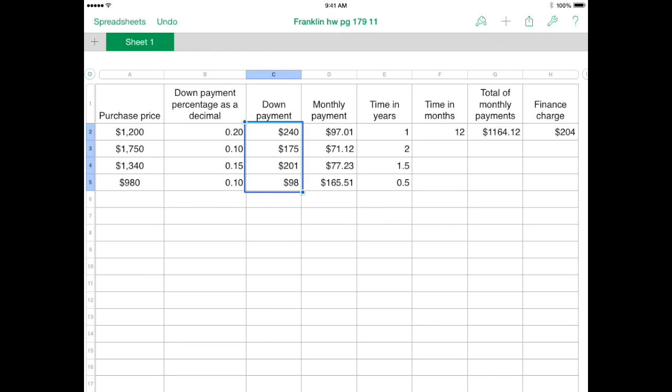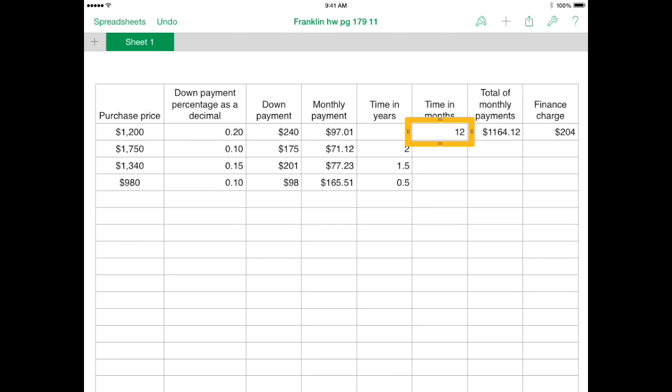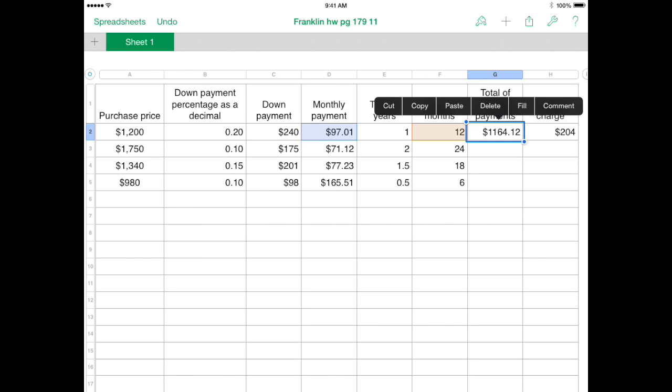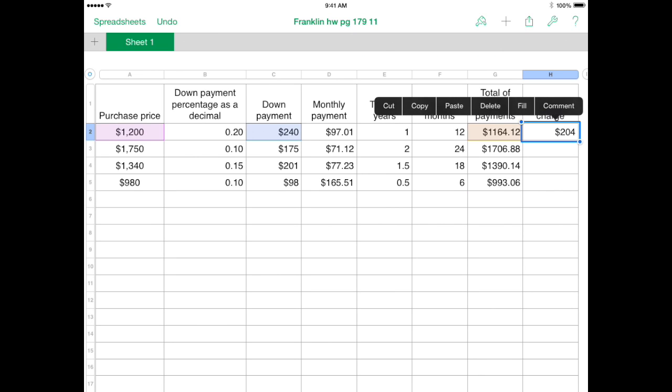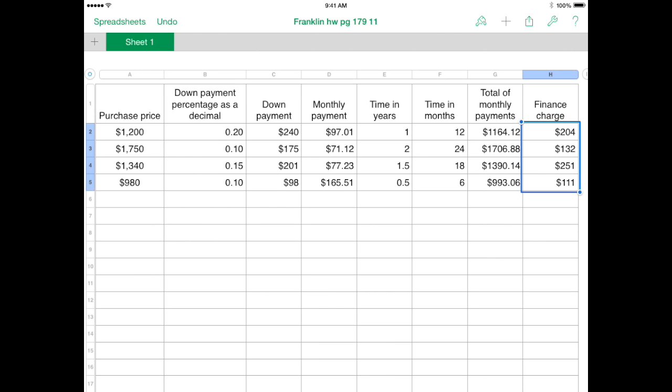I'm going to do the same thing over here for the time in months. Click fill. Fill down as many spaces as I need. Notice, of course, that 2 years is 24 months and 0.5 years is 6 months. So this seems to be working right. The total of the monthly payments, I'm going to fill. There we go. And then the finance charge for each of these. Again, just press fill, bring it down, and there we go.